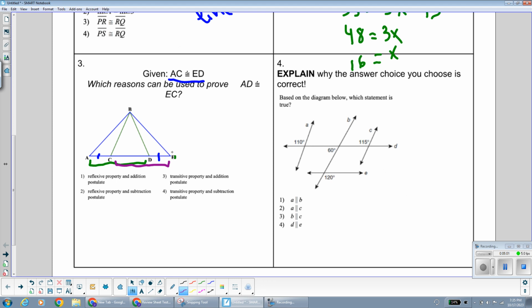How can I get from ED to EC? Because I'm going from AC to AD and from ED to EC. And I'm going to think about, am I changing the size of the segments? And the answer is yes. Am I making them bigger or smaller? And the answer is bigger.